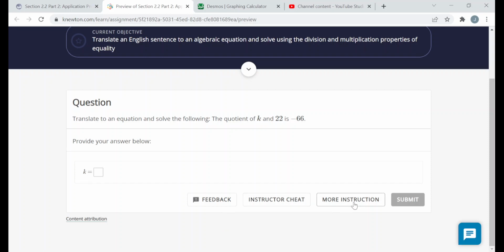But you will have a more instruction button if you're ever struggling with a topic or a question, or would just like to do some further reading on the topic. Click on this. You'll be taken to a page with some reading or some videos or both related to that objective, and you'll also be given questions related to that instruction, and completing those questions will progress you through the assignment. So you could click on more instruction for every single question if you wished and work through the assignment that way.